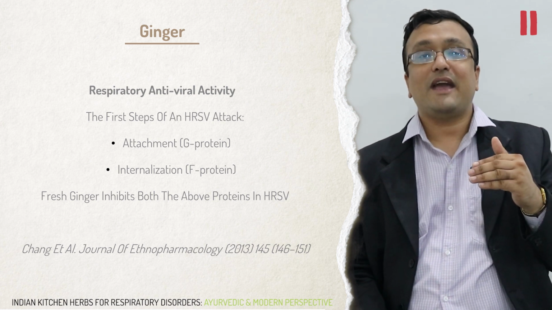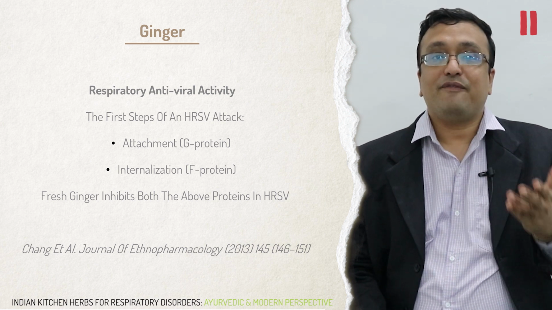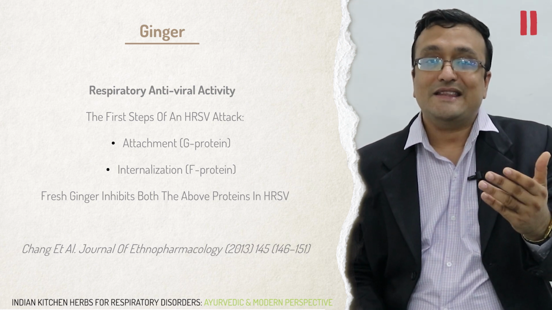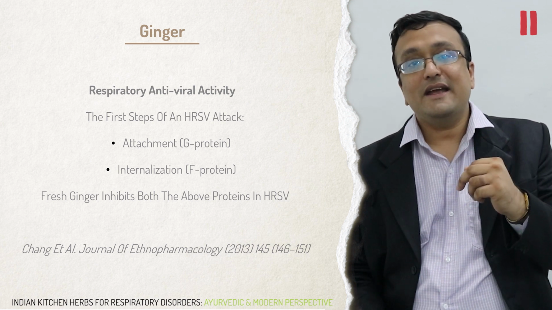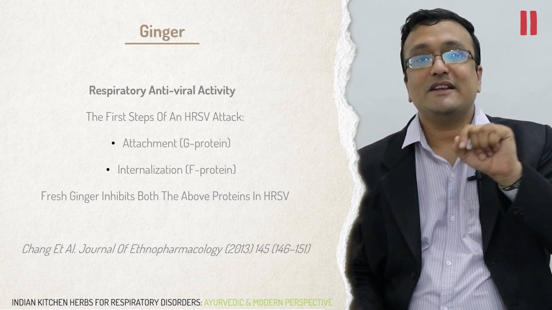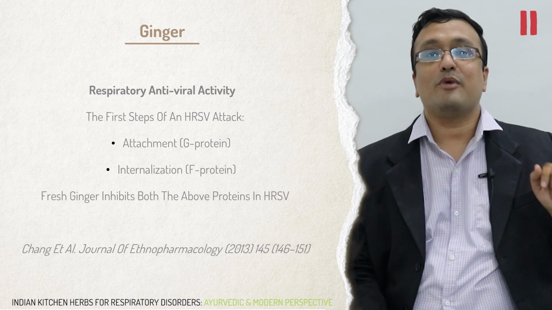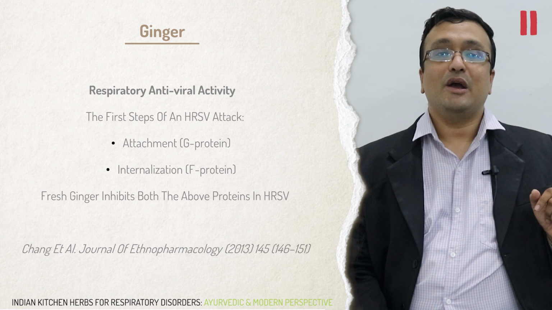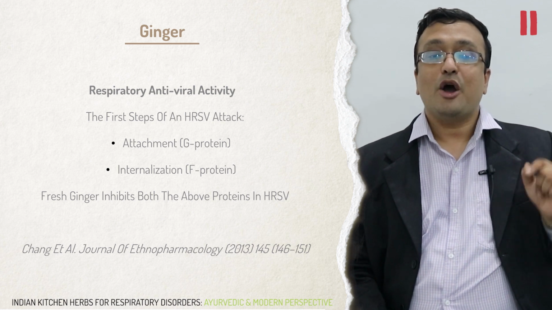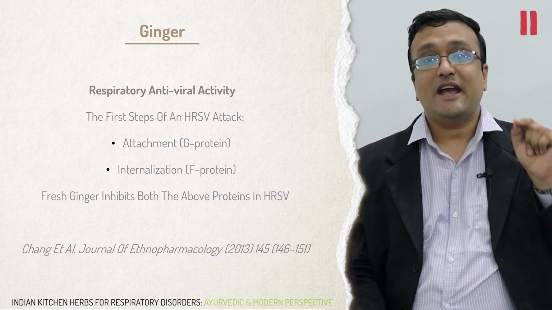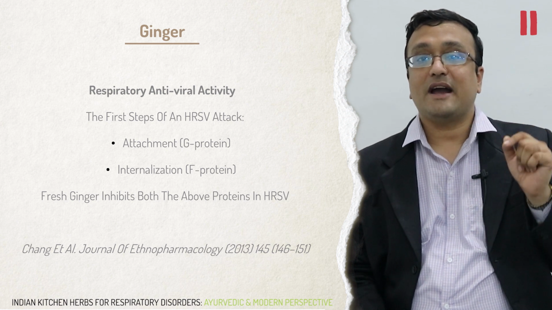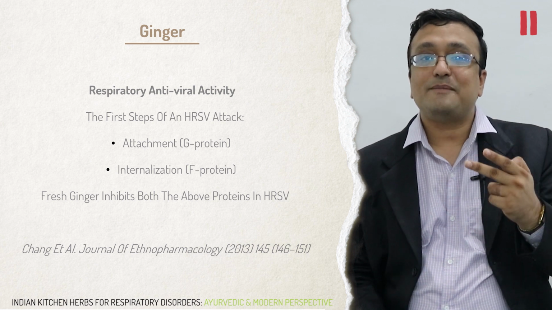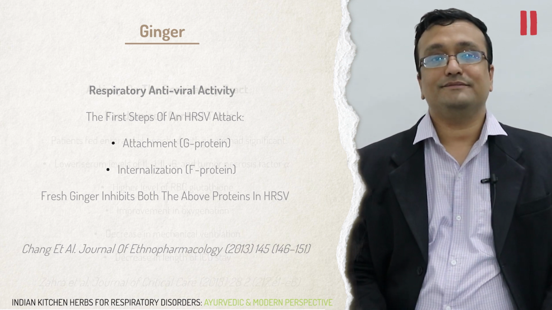So it is the same in the case of any virus. It first needs to attach itself to the human body, for which it needs the G protein, and then it needs to internalize itself, that is get inside the tissues of the human body, for which it requires the F protein. Well, fresh ginger inhibits both the above proteins in the HRSV, that is the human respiratory syncytial virus, and that is how it neutralizes the first two steps of the virus attack itself.